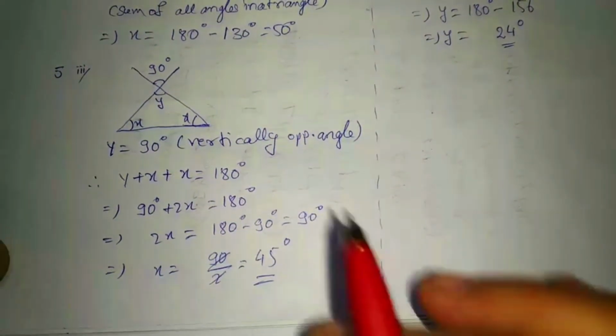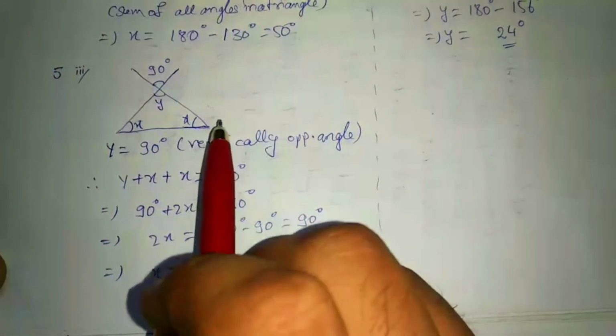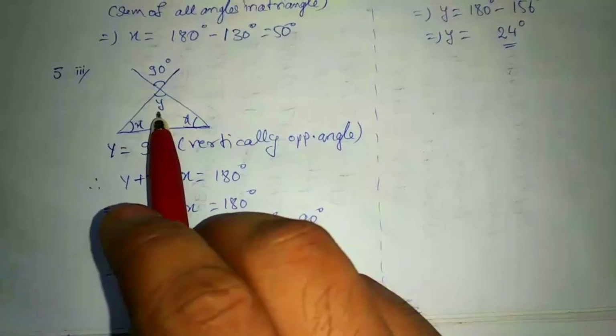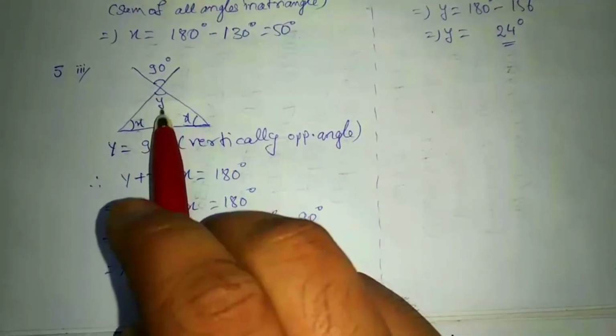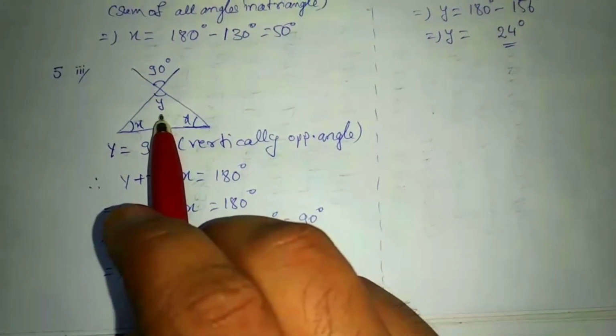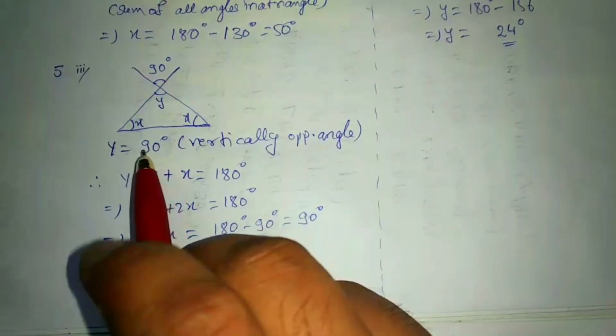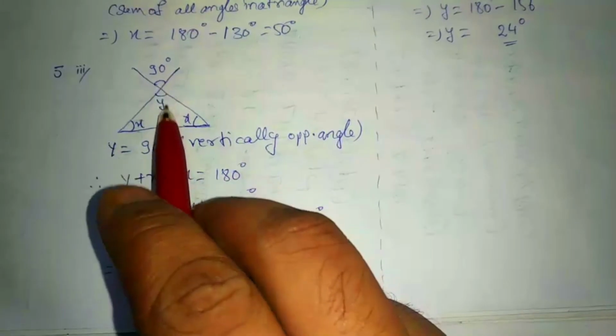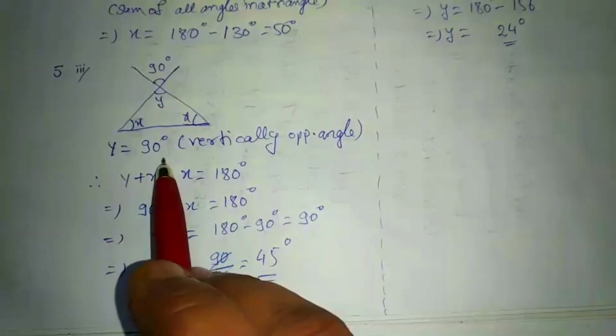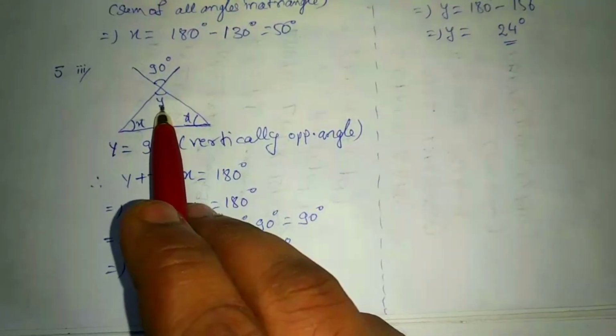Now next come to this question. In this figure you have to find the value of x and y. The value of y will be 90 degree. Why? Because they are vertically opposite angles. Okay. So you have got the value of y.